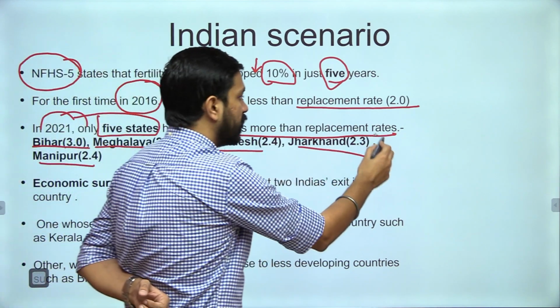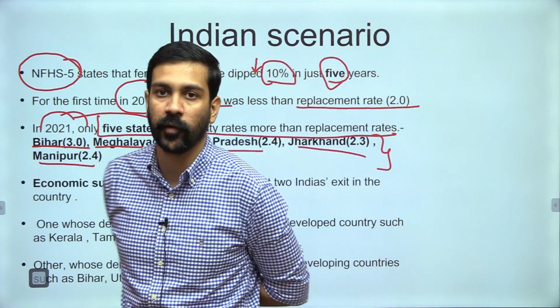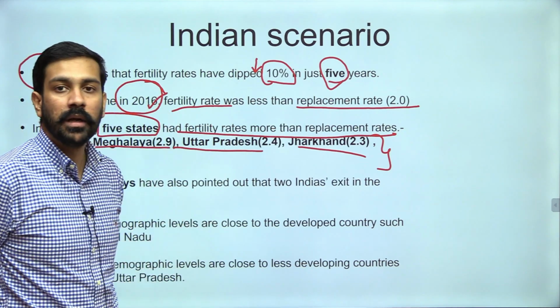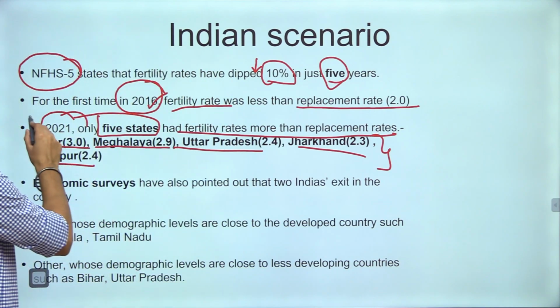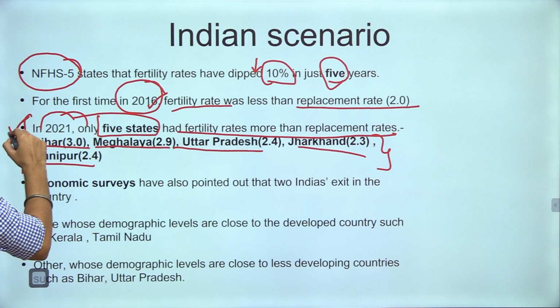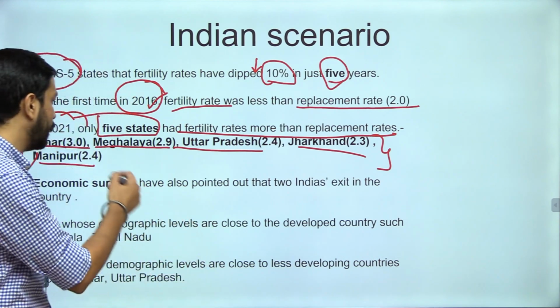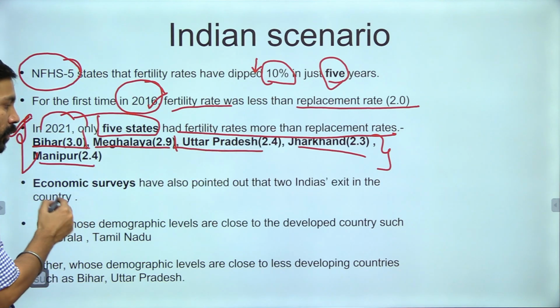For the kind of questions that are being asked in prelims, you should remember this kind of factual information: when was the first time India's fertility rate decreased below replacement levels, and which states are there whose fertility rate is still more than the replacement rate. There are 5 states: Bihar, Meghalaya, Uttar Pradesh, Jharkhand and Manipur.